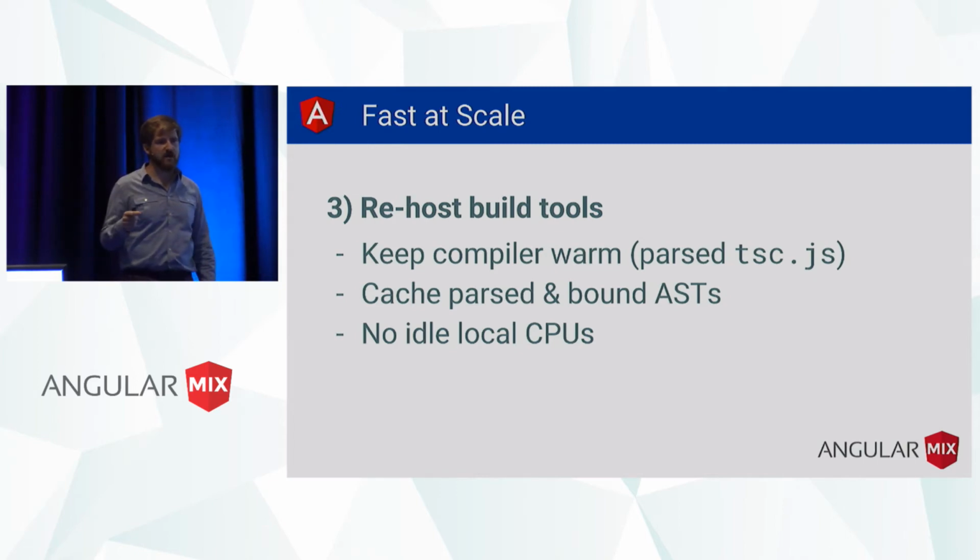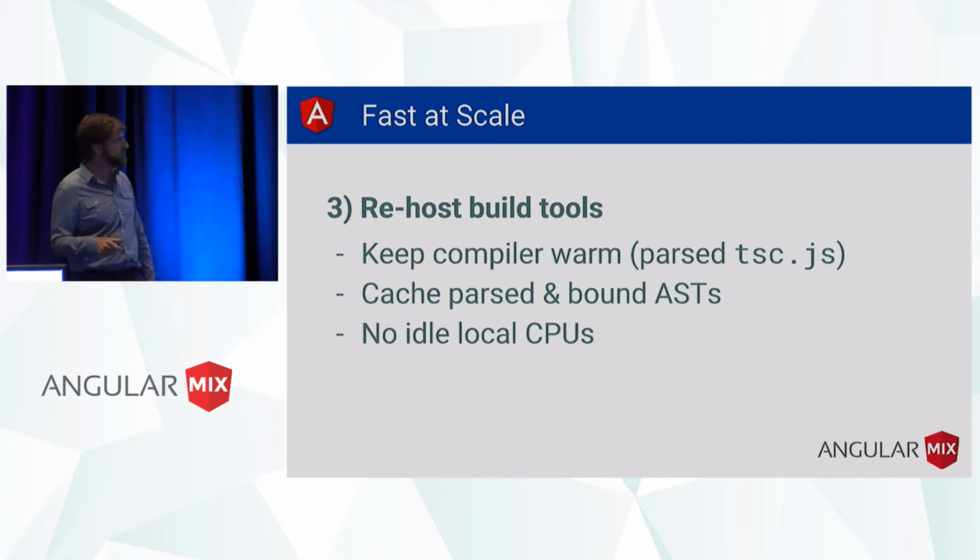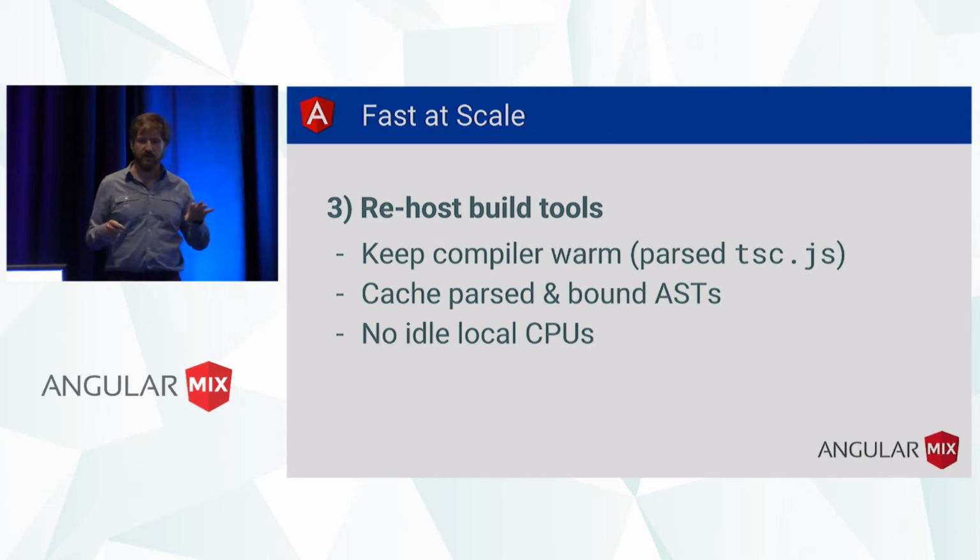We want to cache the abstract syntax trees after they've been parsed. But then there's also this thing that happens inside the TypeScript compiler where it needs to look at all the symbols in the AST and bind them to the symbol table, and those bindings can be cached too. So there's a fair amount of work we can cache between runs. And then we want to try to use all the available resources. So we want to be able to parallelize across your CPUs.